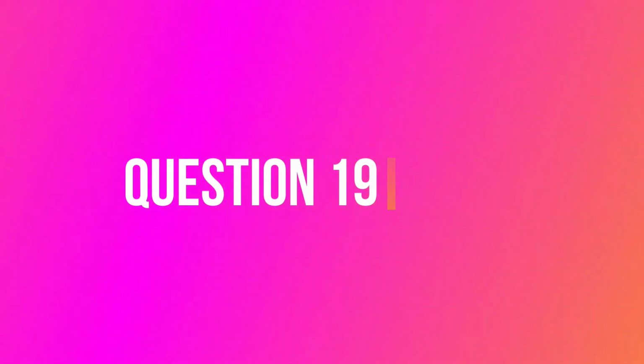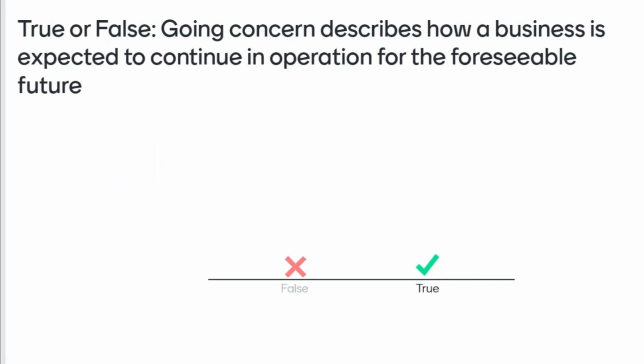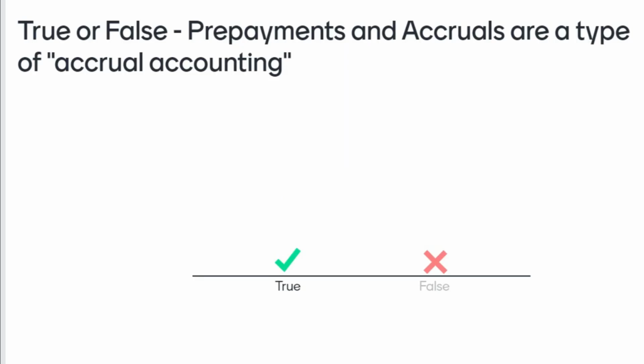Next question. True or false? Going concern describes how a business is expected to continue in operation for the foreseeable future. That's very true. And the final question. Prepayments and accruals are a type of accrual accounting, true or false? So the answer here is true. They are in fact a type of accrual accounting as opposed to cash accounting.